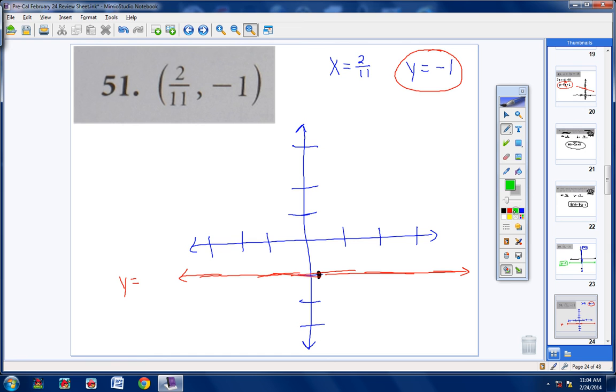Now let's check the vertical one, okay? So here's the vertical line. Here's the vertical line that passes through this point. There. Now we've learned that all vertical lines are going to start off with x equals. And where is it crossing the x-axis at? Well, guys, we should know we went over 2/11, and down 1. So where is it crossing the x-axis at? 2/11. So the answer is x equals 2/11, which is what I have.